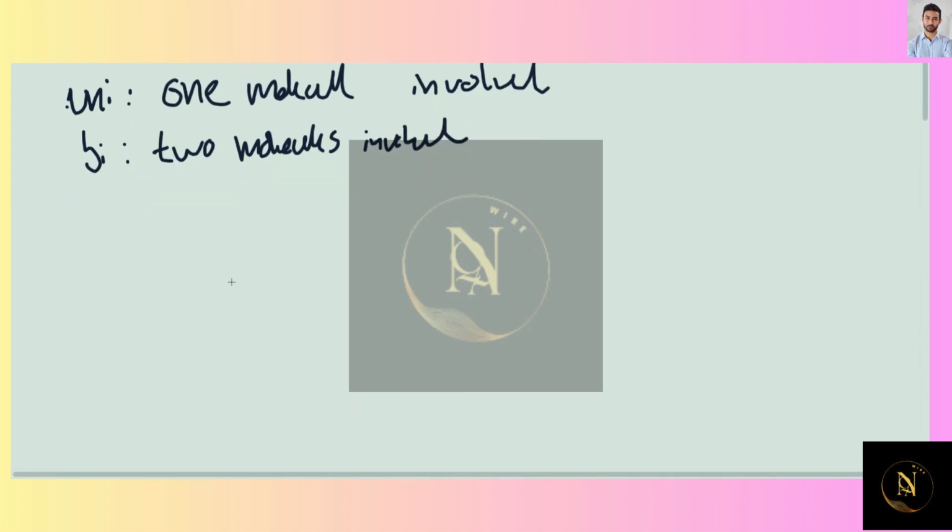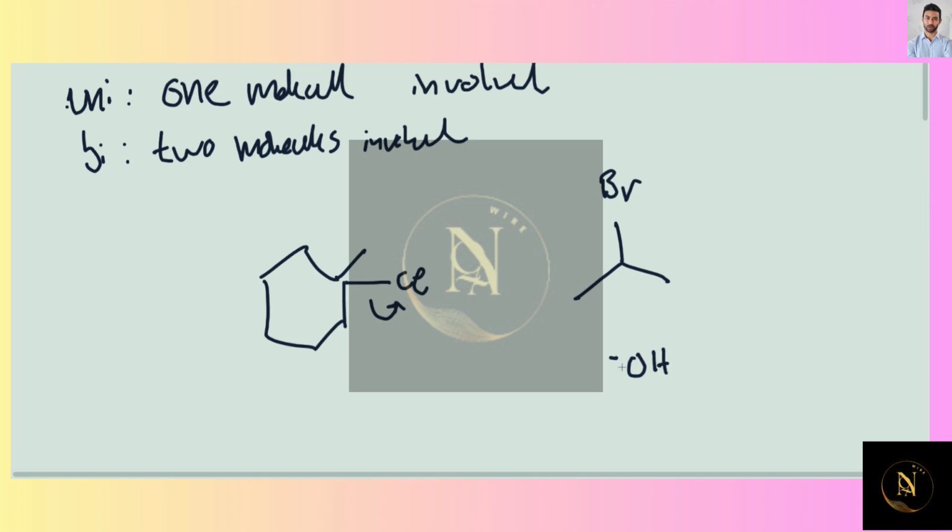So let's give an example of a unimolecular reaction. Well, there's a really good one here, and it is this. Chlorine leaving is a unimolecular step or reaction. An alternative to this might be if we've got bromine here and we've got OH minus coming in. This is bimolecular. And this is unimolecular.